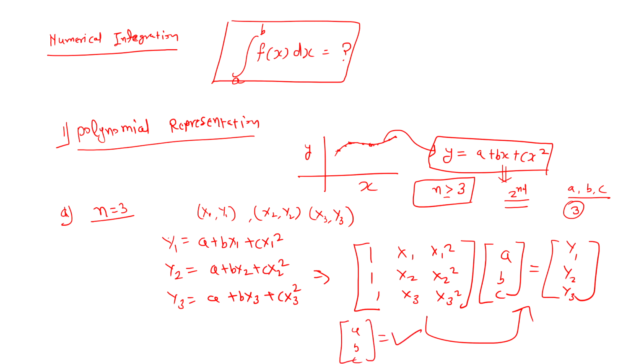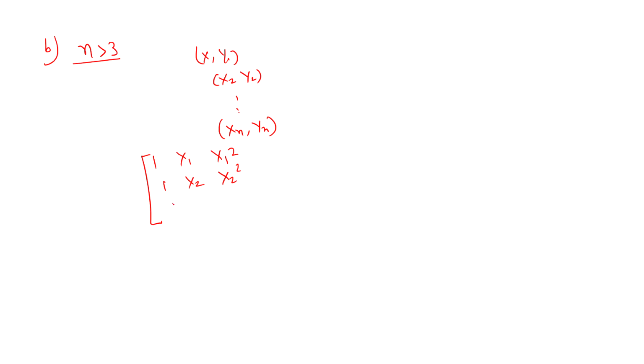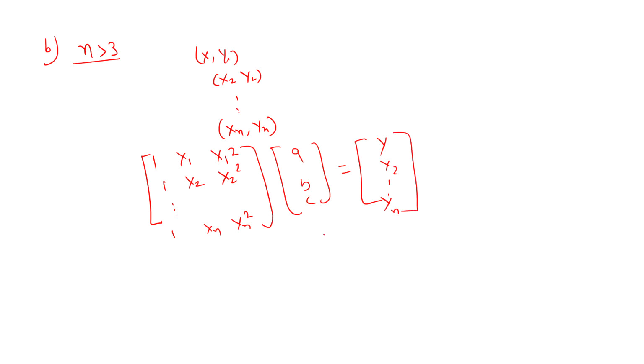The second case is when n is greater than 3. In that case we will have x1 y1, x2 y2, up to xn yn. So we will have the matrix 1 x1 x1 square, 1 x2 x2 square, going to 1 xn square, times a b and c, equal to y1 y2 going up to yn. So remember, this is not a square matrix, so we will not be able to invert this matrix.